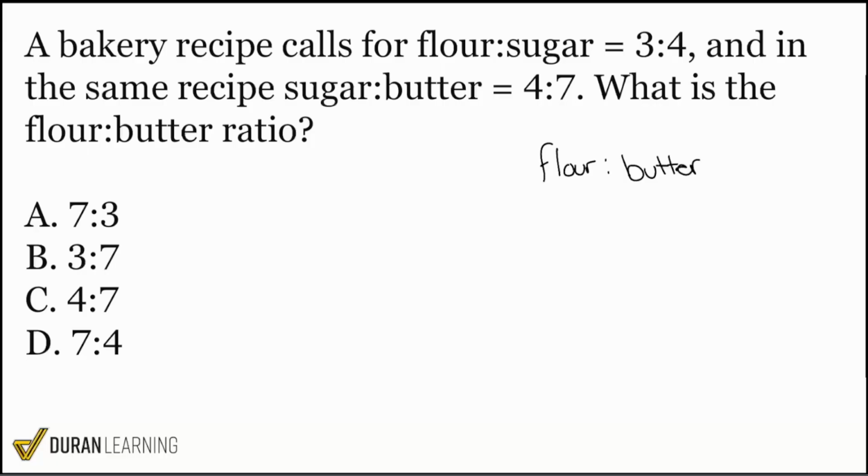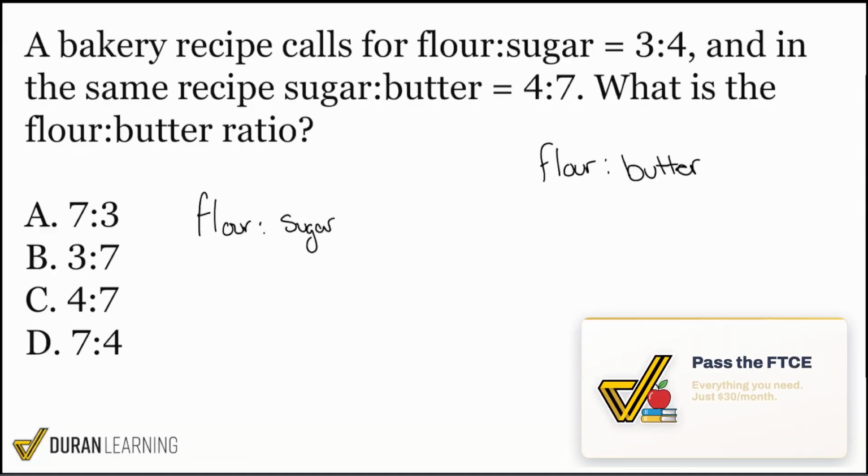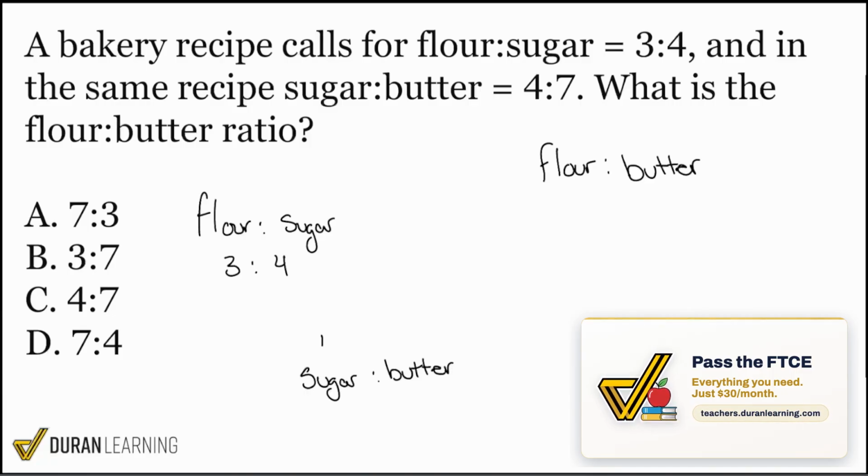So because of that, what we want to do is go ahead now and write those ratios out. We have flour to sugar being 3 to 4. And then we have the recipe of sugar to butter. That's going to be 4 to 7.